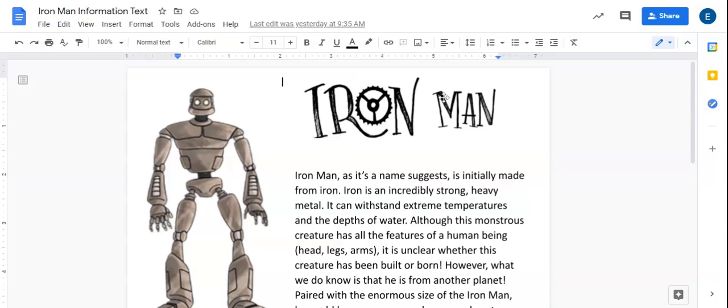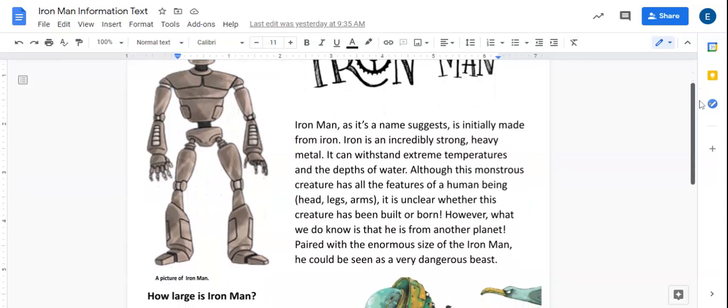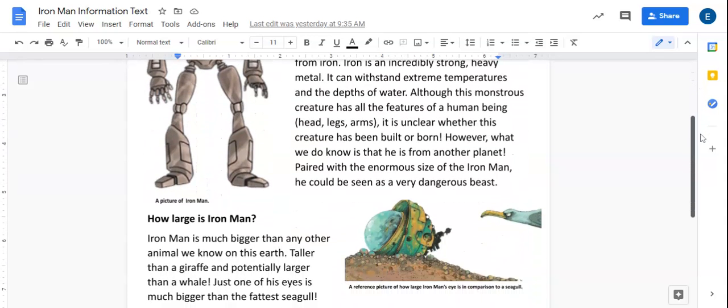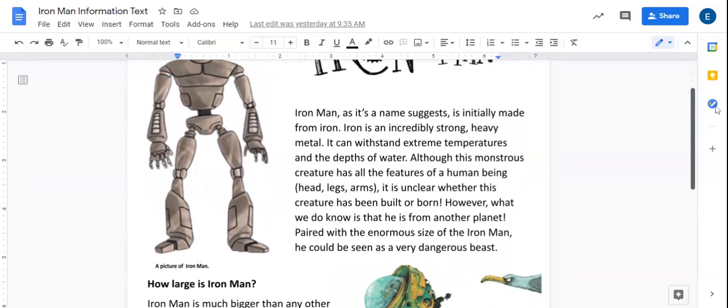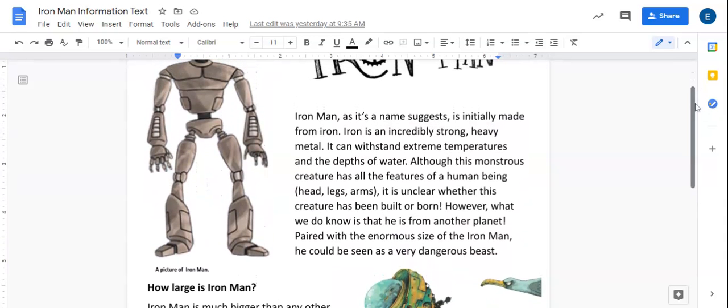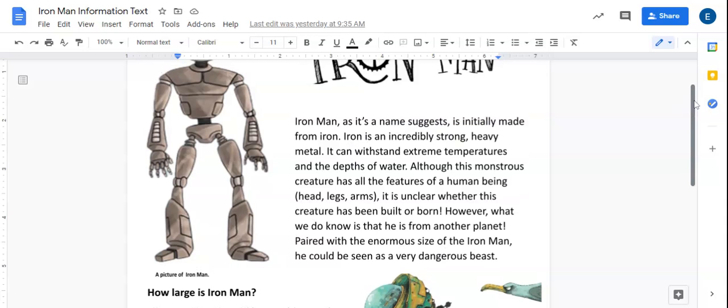So, for example, Iron Man, we know that all of this information in this text is going to be about Iron Man. Now, it's important to know that not every single paragraph has a subheading. Often you'll find the first paragraph in an information text doesn't have a subheading because it's just an introduction paragraph. It's just introducing a bit about what your information text is about. So it just introduces the text.